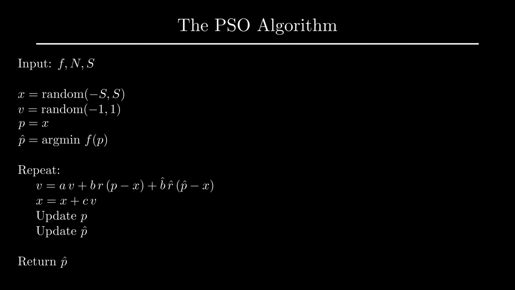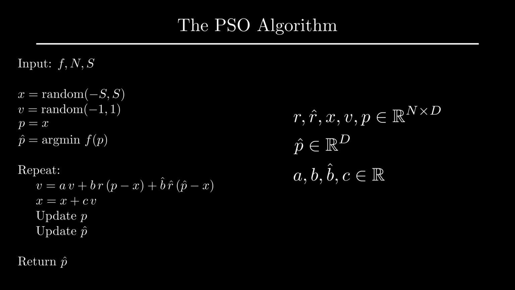Like I already mentioned, we exchange some details for clarity in the equation, so let's state the dimensions of our variables here again. We already know x, v, and p are n by d matrices. The same goes for the two r's. The global minimum is a d-dimensional vector, and our four hyperparameters are just plain scalars.